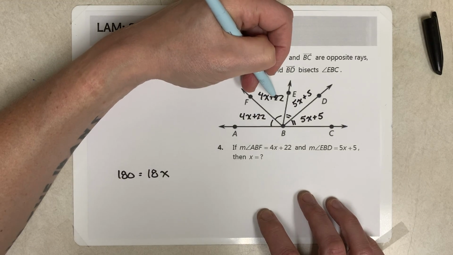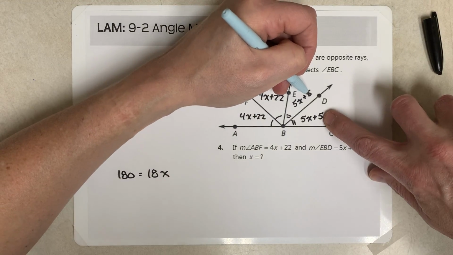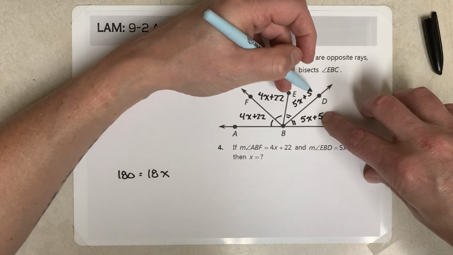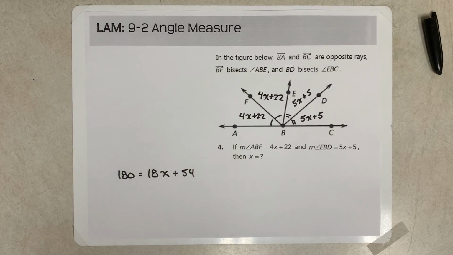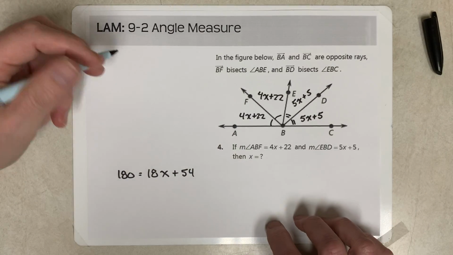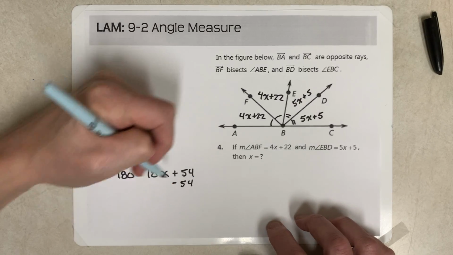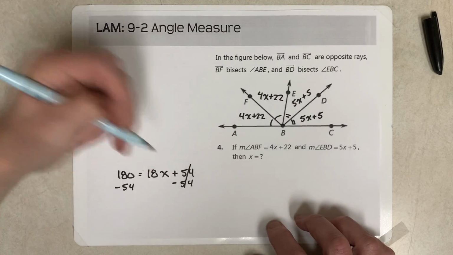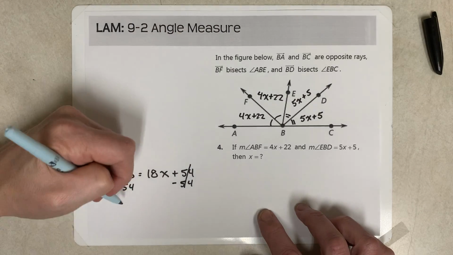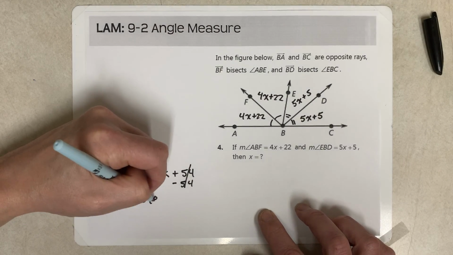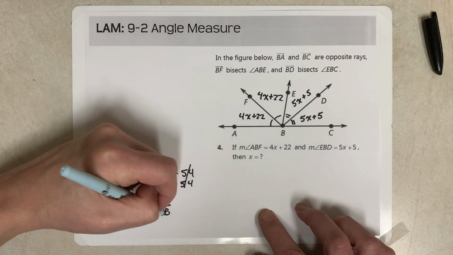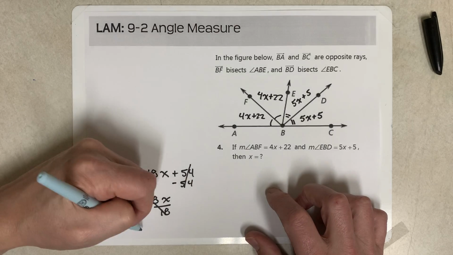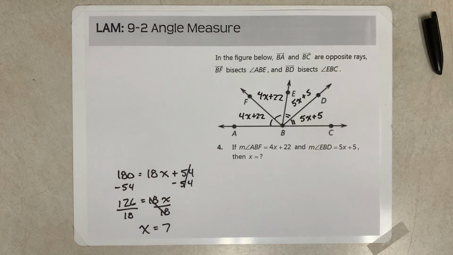22 and 22 makes 44, and another 10. 5 and 5 make 10. So 44 and 10 make 54. And now we're going to go ahead and solve that little equation. And so I'm going to subtract 54 on both sides first. 180 minus 54 is 126. I'm going to divide by 18. And it turns out that 126 divided by 18 is 7. And so x has to be 7 for this one.